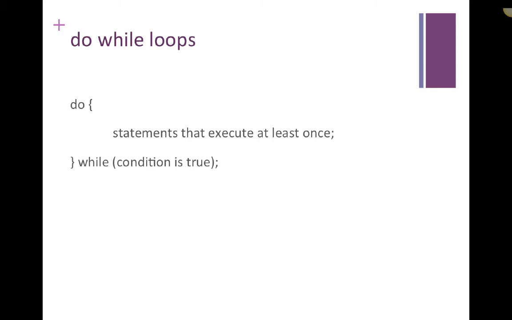A do while loop is just a different flavor of a while loop. With a do while loop, we have the keyword do, and it opens inside of curly brackets, and the statements that are inside of those curly brackets will execute at least once. After it's done executing, then it will test the condition to see if it's true. So in our case with a while loop, there's a chance that the condition may be false initially and it never gets into our loop. In the do while loop, it will always execute at least once and then do the check to see if the condition is true.